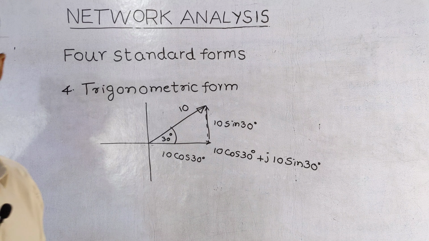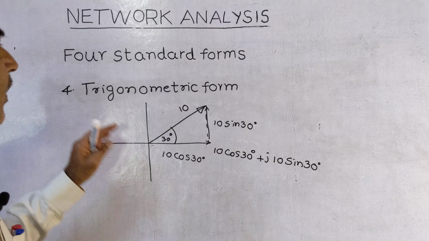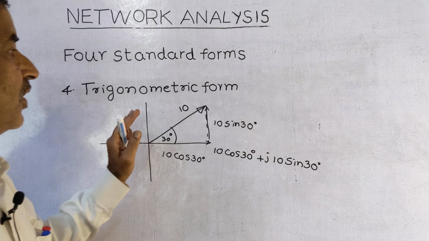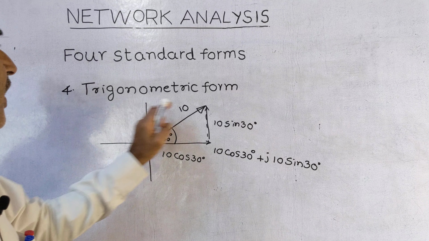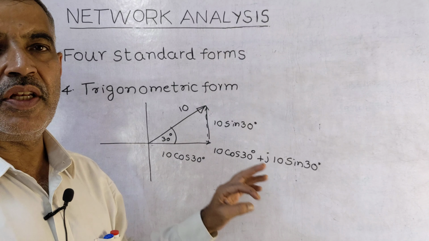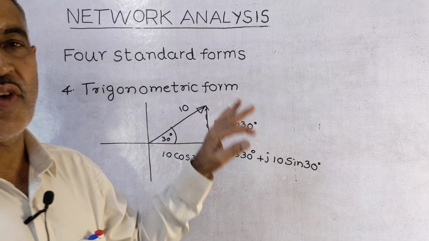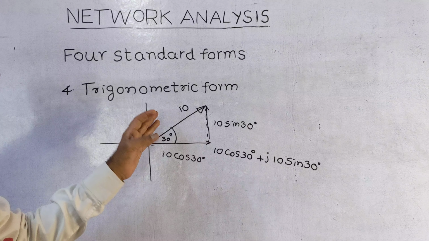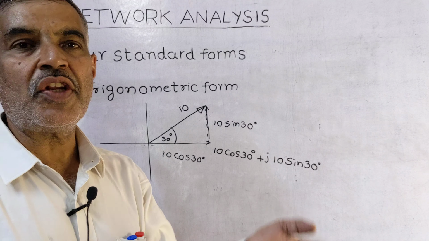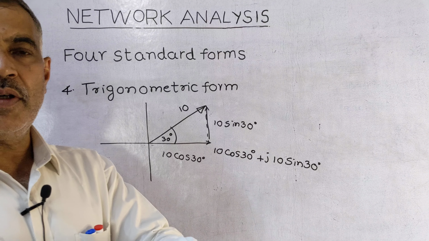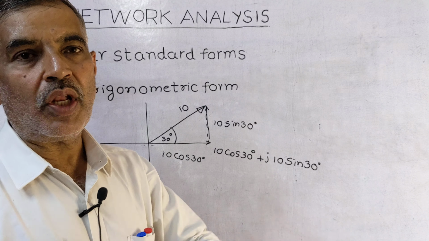So you have understood the four methods of representing the numerical value of a phasor. In the next class, we shall restrict ourselves only to the first two forms, Cartesian form and polar form, and conversion from rectangular to polar and vice versa, polar to rectangular.